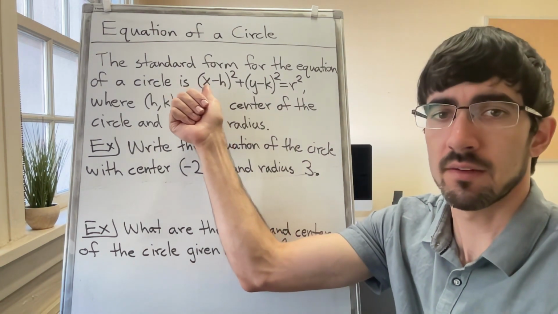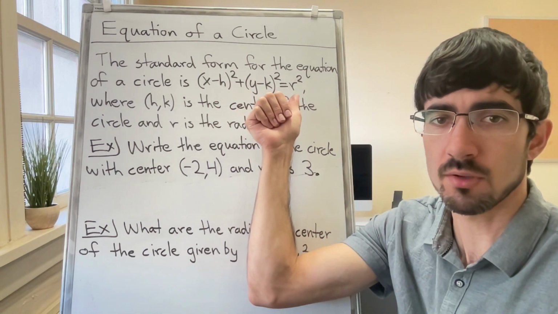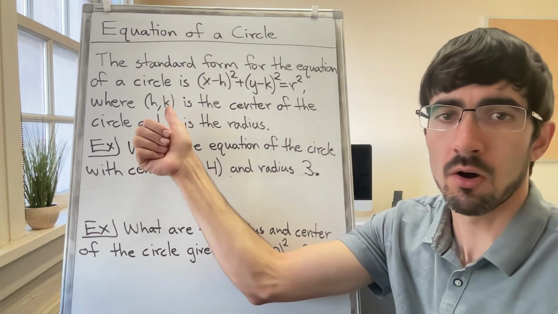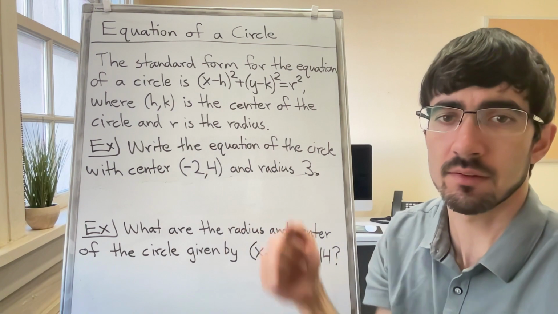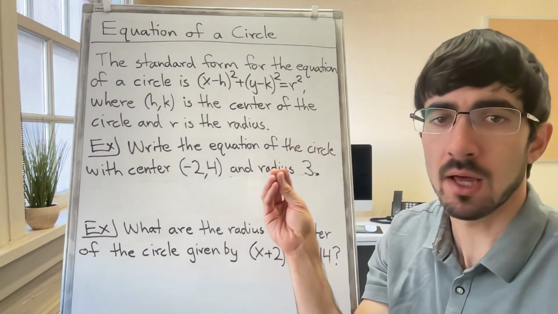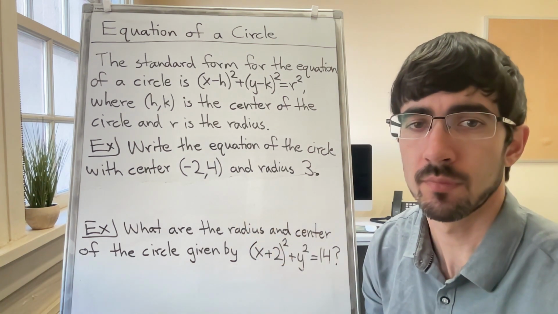It looks like this: (x - h)² + (y - k)² = r². And these values all mean something. The values h and k are the center of the circle, and this value r is the radius of the circle. So if we see an equation written in standard form, we can pull out this important information, the center and the radius, very quickly.